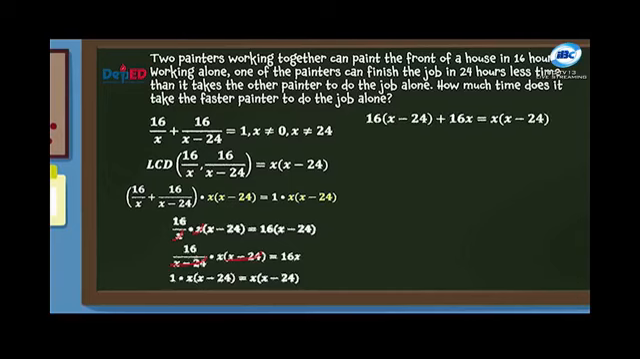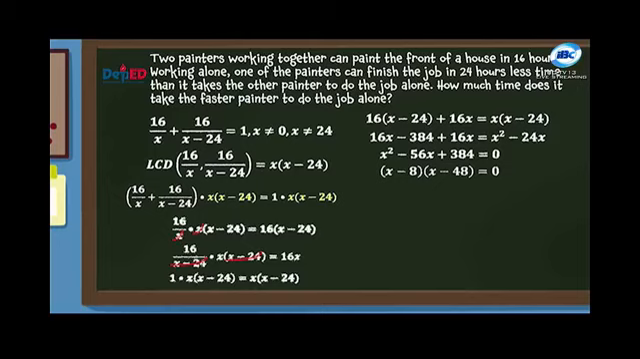The resulting equation is 16 times the binomial x minus 24 plus 16x equals x times the binomial x minus 24. This means that 16x minus 384 plus 16x is equal to x squared minus 24x. In standard form, this is written as x squared minus 56x plus 384 equals 0. And this can also be solved by factoring.